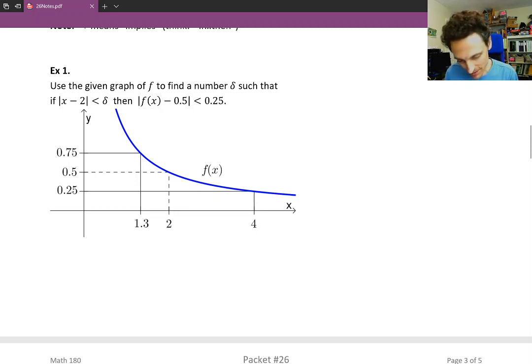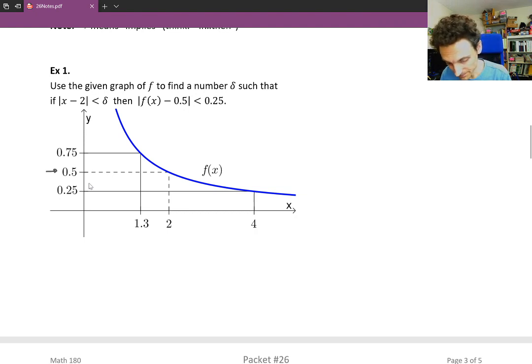In example 1, we've got our first challenge. Here, we're asked to use the given graph of f to find a number delta such that if x is within delta of 2, there I see 2 in the graph, there's the x value of 2. So within delta of 2 is going to be some delta interval about 2. So if that's the case, then f of x is within 0.25 of 0.5.